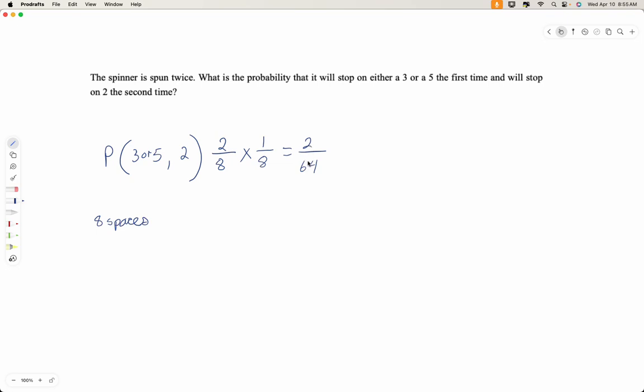We know we can reduce this. This is a fraction we can reduce, and pretty much every time you can reduce a fraction, you want to. So if I divide this by 2, I get 1, and if I divide this by 2, I get 32. I can't reduce that anymore. This would be your answer. Are you starting to understand what we're doing here?